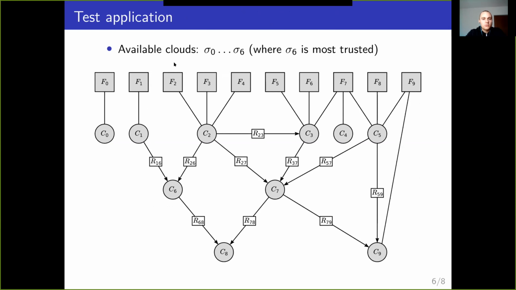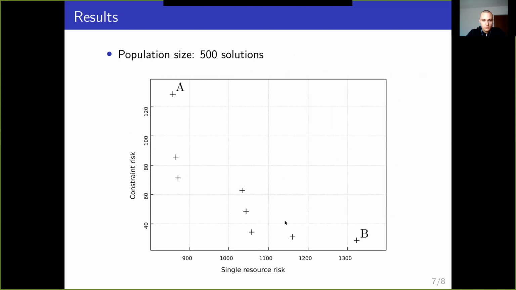Our test application consisted of 10 data fragments and 10 application components. We assumed that 7 cloud providers were available, where sigma 6 was the most trusted. This setup yields 7 to the power of 20 possible solutions. We defined 10 security constraints and set the penalty for breaking each constraint to 100, so it was the same for all constraints. After 100 iterations with a population size of 500 solutions, we got something like this.